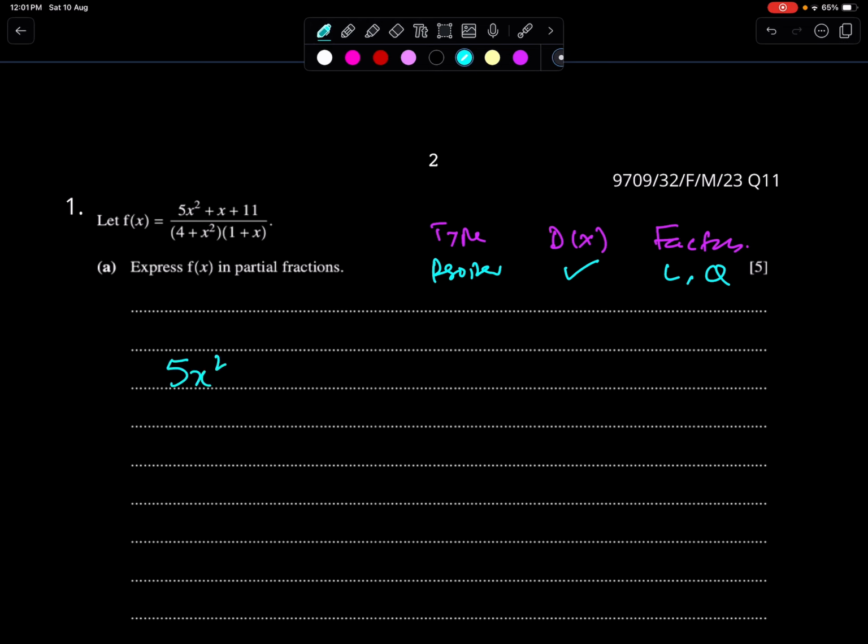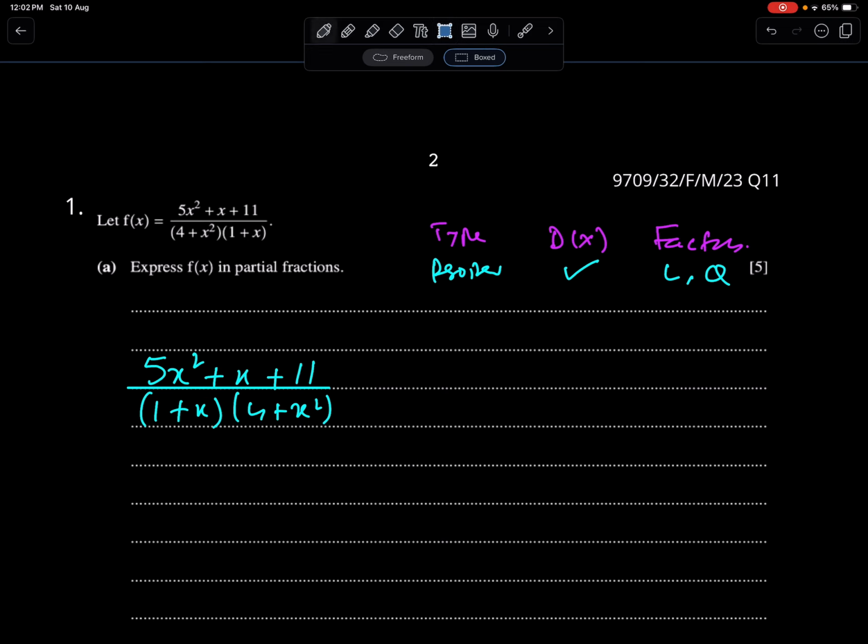So (5x^2 + x + 11) divided by (1 + x)(4 + x^2). You can change the positions of these factors if you want. This will make the calculation simple, in fact. Now, since we have two factors, we have to make two fractions, one for linear factor and one for quadratic factor. So 1 + x and 4 + x^2.